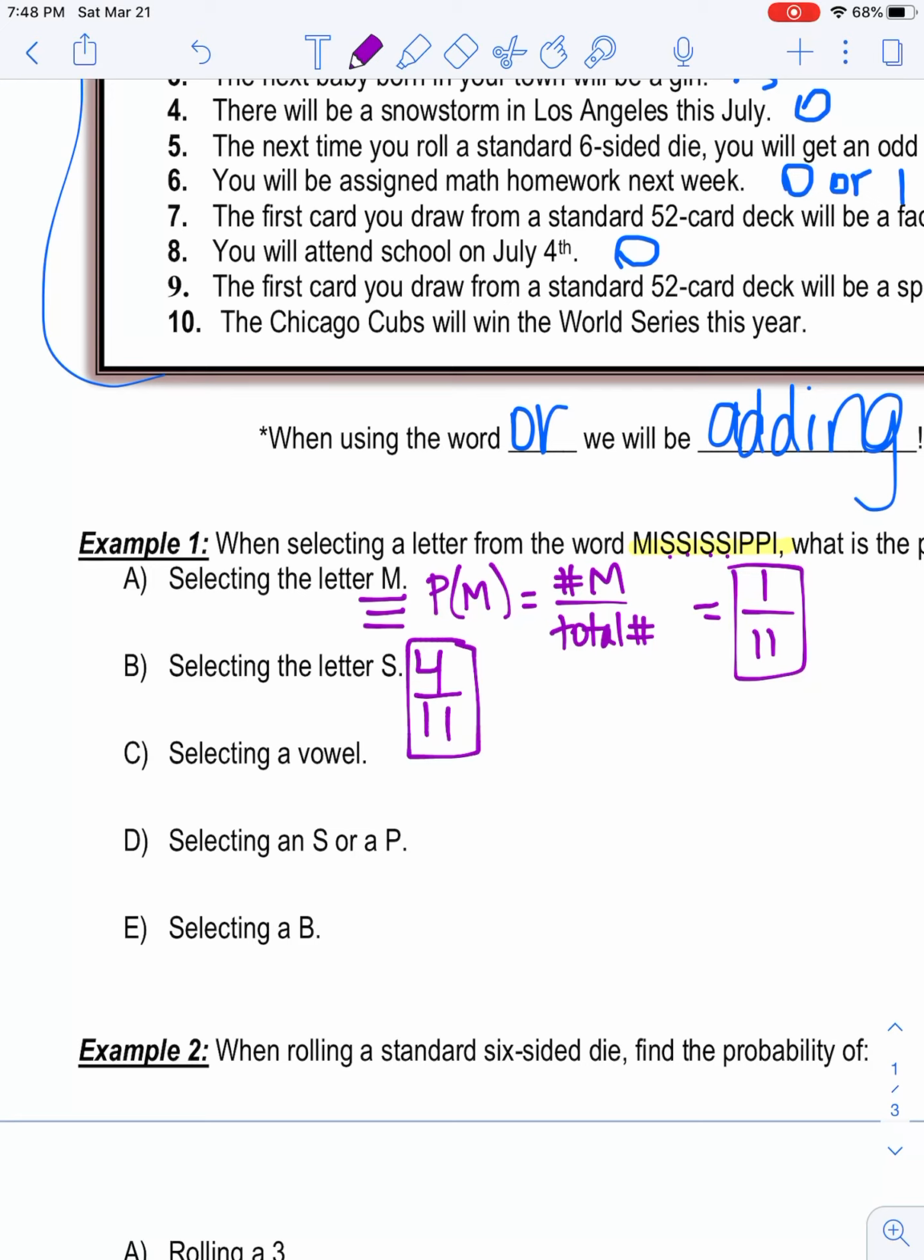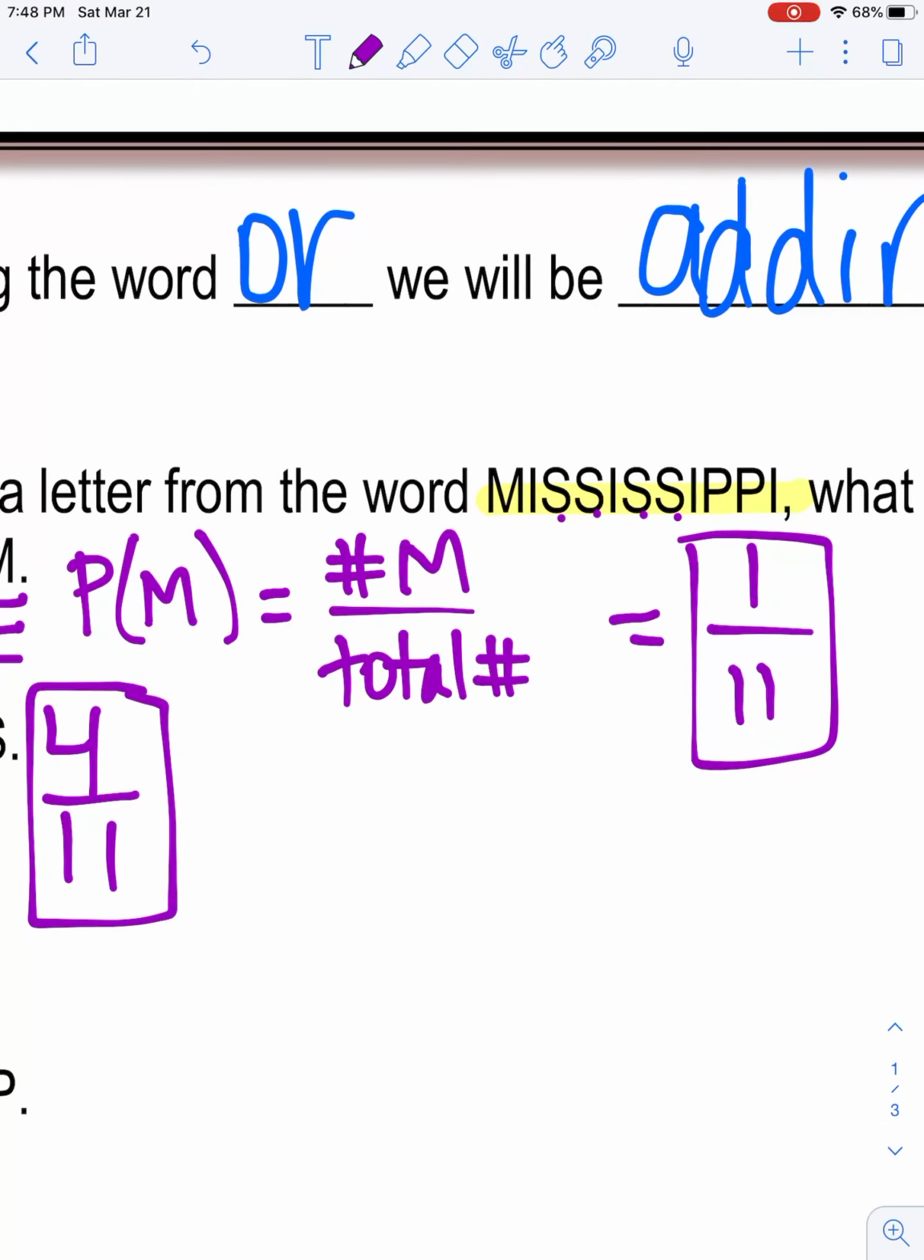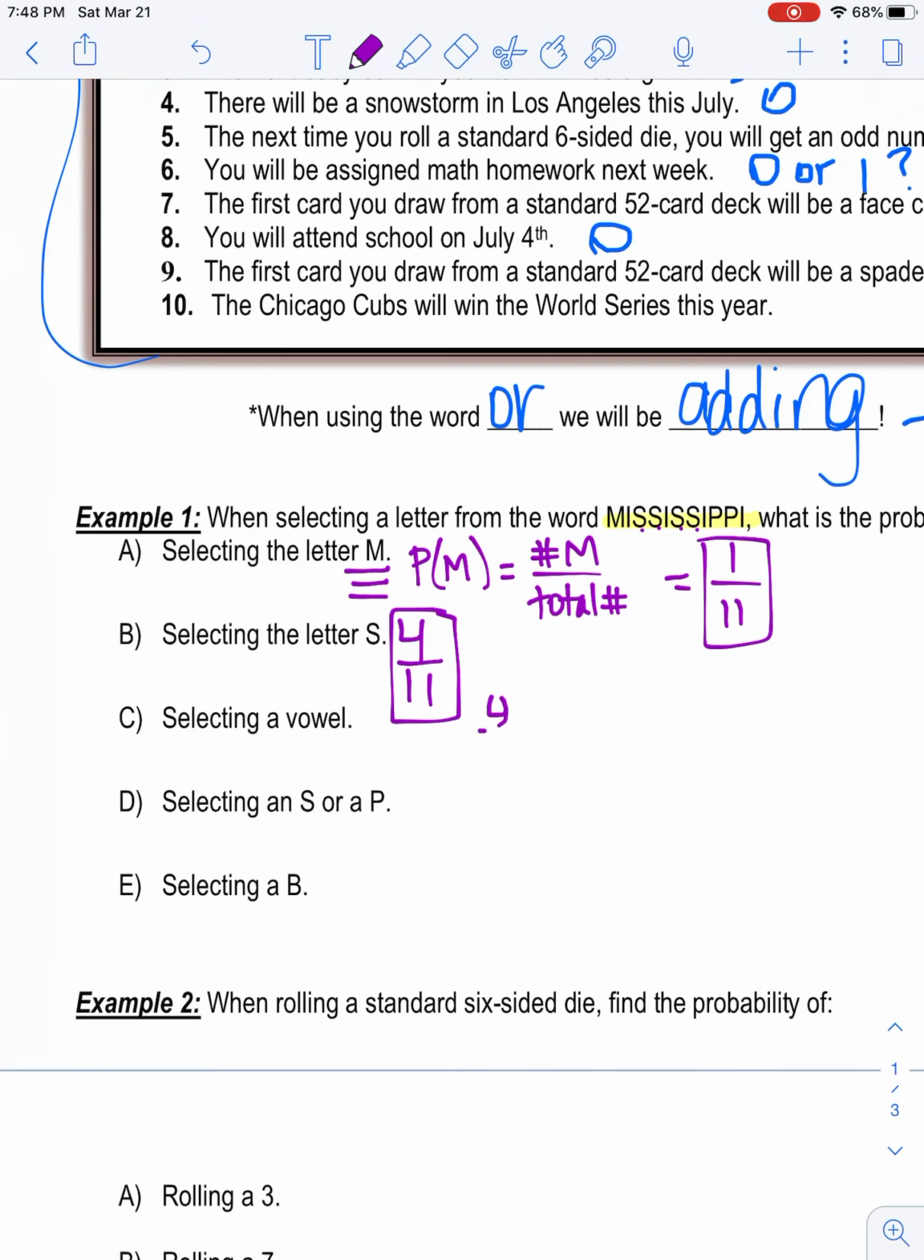How about a vowel? We know the vowels are A, E, I, O, U, which in this case, the only vowels are the I's. And the probability of an I, there's 1, 2, 3, 4 I's out of a total of 11 letters. So once again, let me make that 4 look a little nicer. The probability would be 4/11.